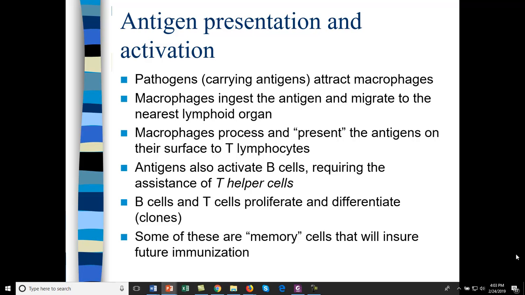Some of the B cells and T cells that mature and proliferate are called memory cells, and these memory cells will ensure future immunization. Immunization is not vaccination. Immunization, these memory cells are a part of the process of the body becoming immune. That's what immunization is. If you get anything from this chapter, please know the difference between immunization and vaccination.